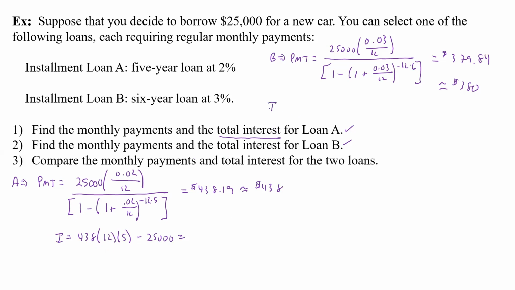Well, what about here? Well, in this case, now it's going to be 380 times 12 times, now it's 6 years. So we'll put a 6, and we're still subtracting off original price of the car of 25,000. So now we can go test those two numbers out.